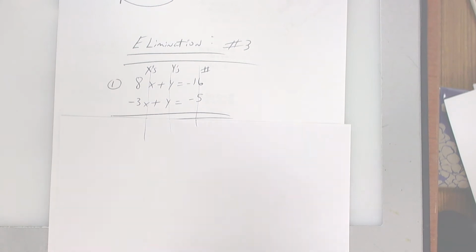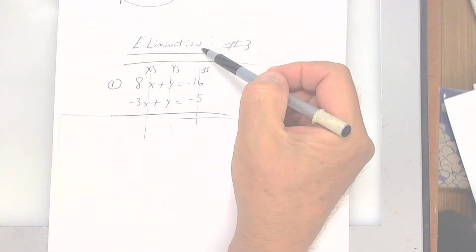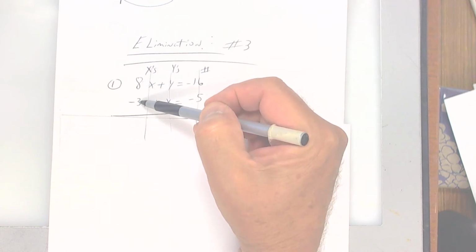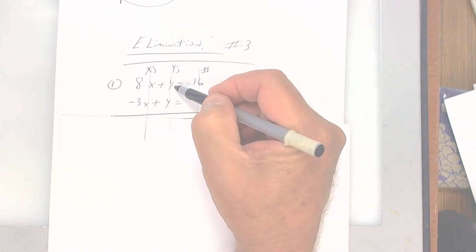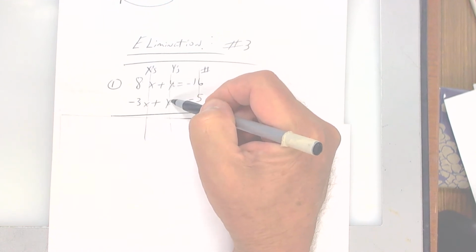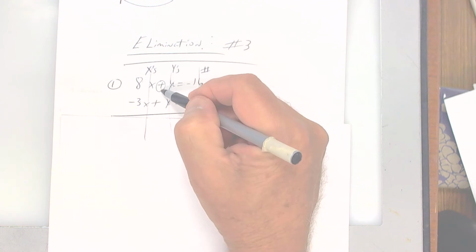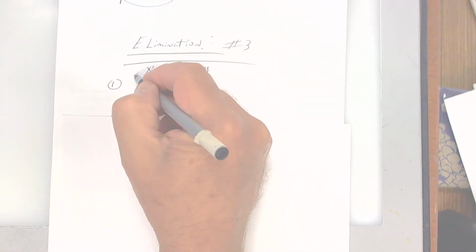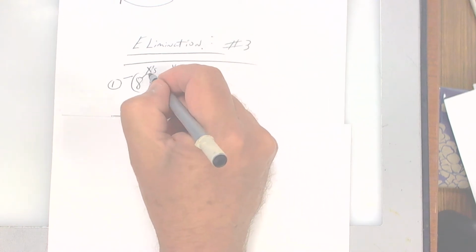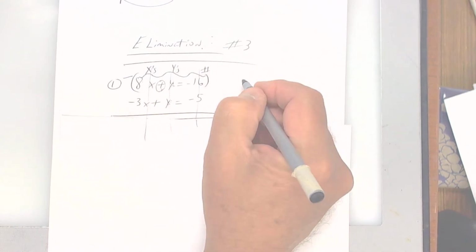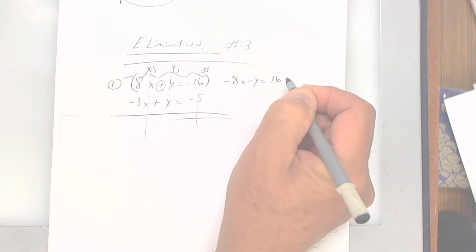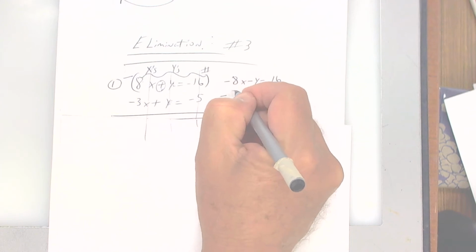Now look, you try to make something eliminate. Well, you could do the 8 and the 3, but you'd have to use 24, and that's a lot of work. This one right here, if one of these was a negative, these would cancel out. So you're going to change this to a negative, but you just can't change one of them, so you got to change all of these. So put a negative right there, and then put that wave. And that wave means you got to change. So it's going to be negative 8x minus y equals a positive 16. The bottom stays the same.